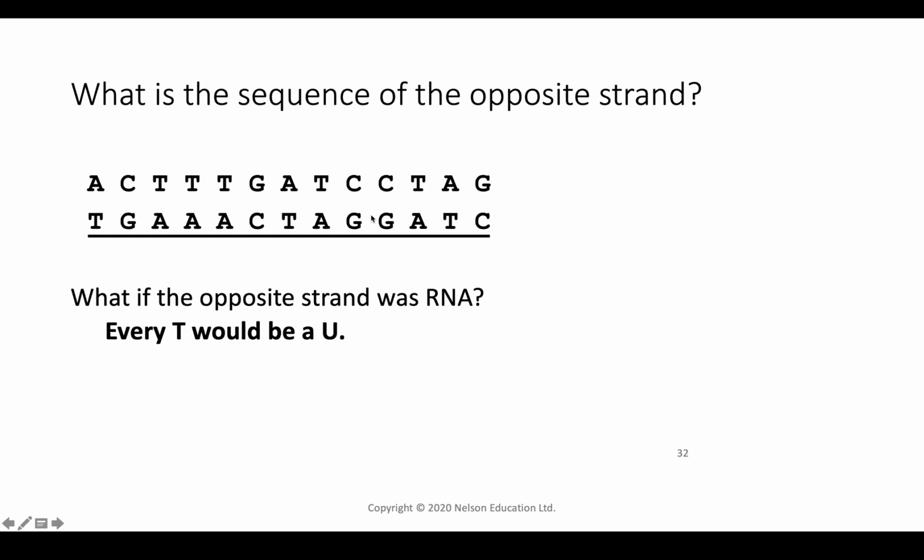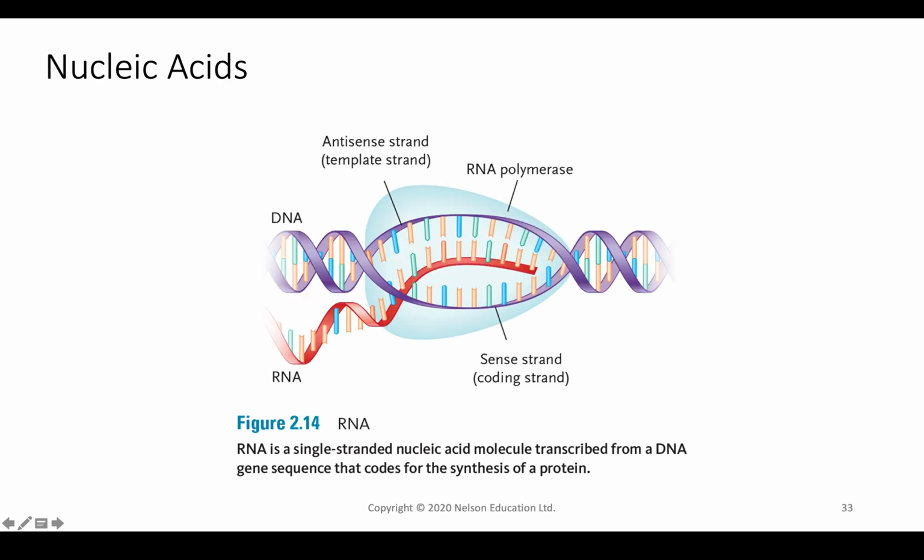But if this opposite strand here was RNA being created from DNA, instead of seeing these T's, we would see a U. So A would bond with a U, G would bond with a C. These T's would still bind with A's because the T's would be on the DNA strand and the sense strand would be in the RNA strand. But everywhere you see a T, we would have a U or a uracil instead. So again, anytime you see a T, you know you're dealing with DNA. Anytime you see a U, you know you're dealing with RNA.